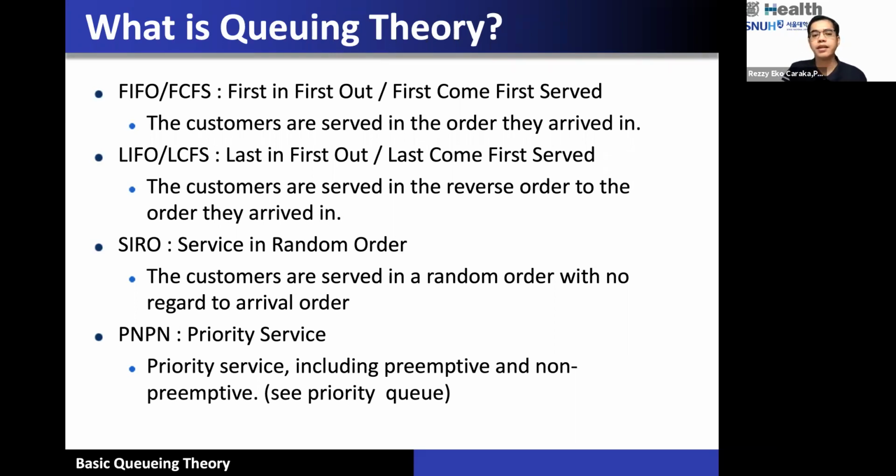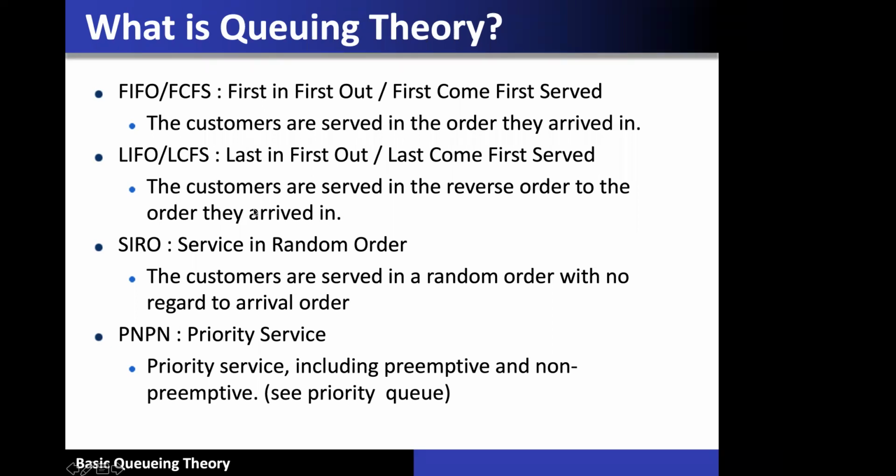And the last one is PNPN. PNPN is a priority service. It means including preemptive and non-preemptive. So it's about the priority queue. If later there are many applications of queuing theory in the business, they should be included in these four categories: FIFO, LIFO, SIRO, or PNPN.